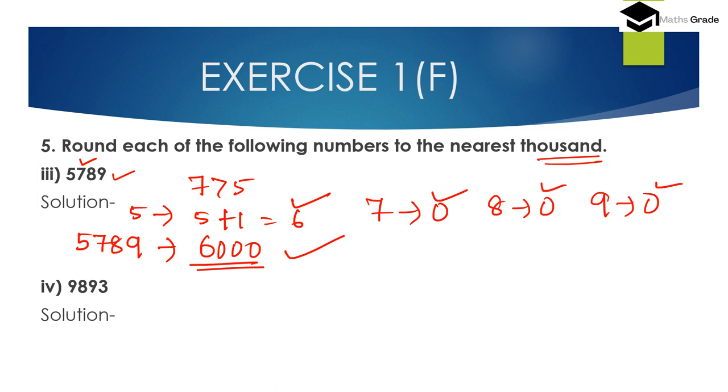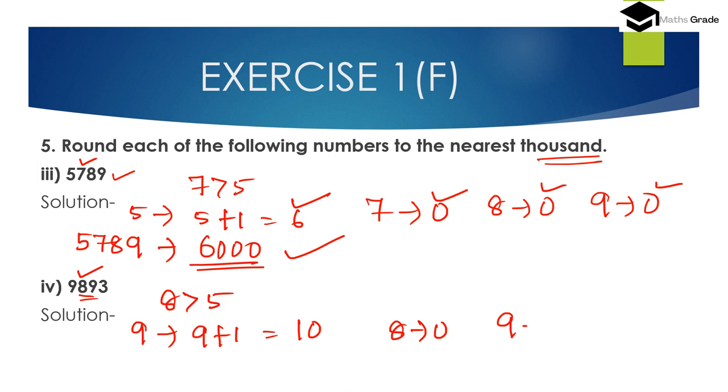Now fourth bit, 9893. When we round this number 9893 to the nearest 1000, we have to first look at the 100s digit. Here the 100s digit is 8. 8 is more than 5, so just add 1 to the 1000s digit. Here the 1000s digit is 9, 9 changes to 9 plus 1, and 9 plus 1 is 10, and this 100s digit 8 changes to 0, and this 10s digit 9 changes to 0, and units digit 3 changes to 0.